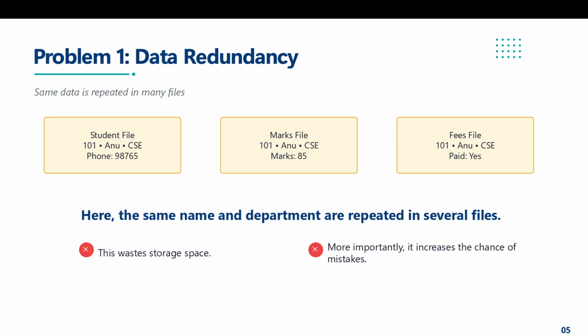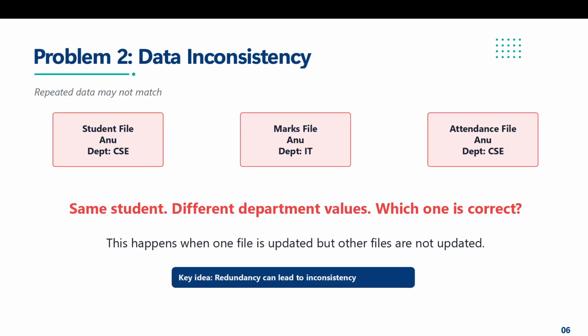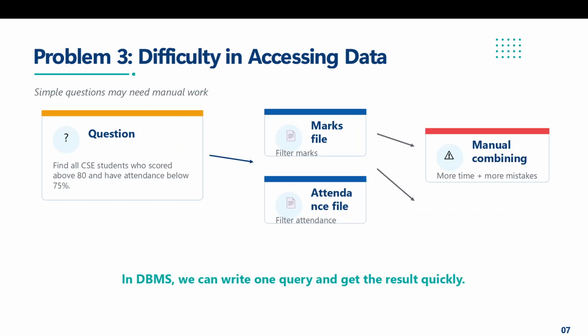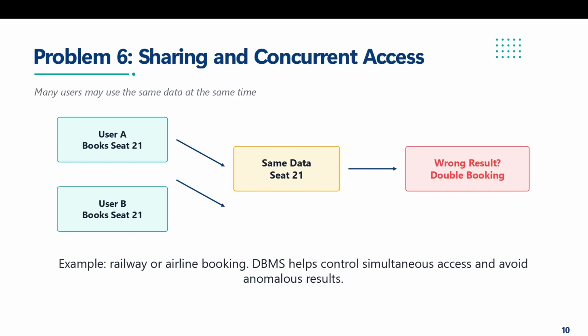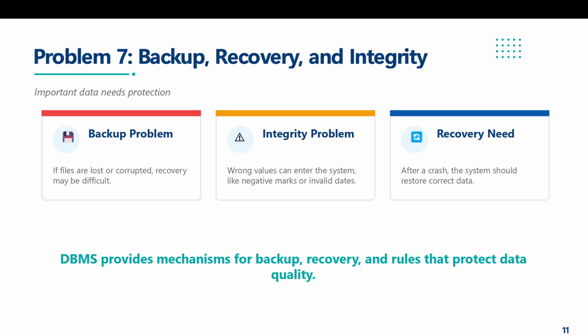This is the continuation of my previous video, that is, what are the problems with the ordinary file systems. I already explained that these are the problems like data redundancy, data inconsistency, difficulty in accessing data, data isolation, security issues, sharing and concurrent access, backup, recovery, and integrity. Let me continue the topic.